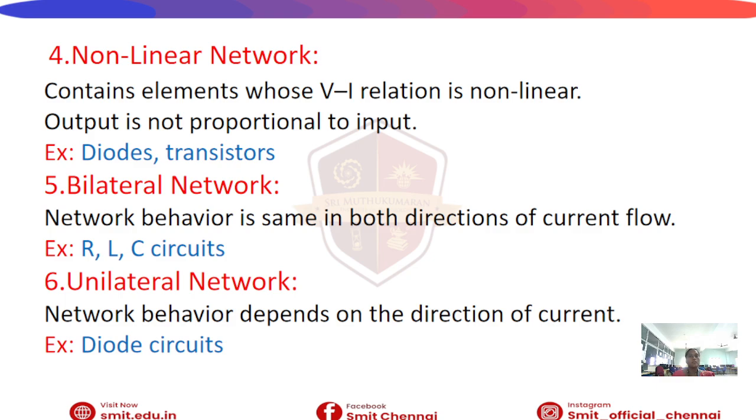Then bilateral network. The behavior of a bilateral network is the same in both directions of current flow. Example: R, L and C circuits. Next, unilateral network. The behavior of a unilateral network depends on the direction of current. The example of unilateral network is diode circuits.